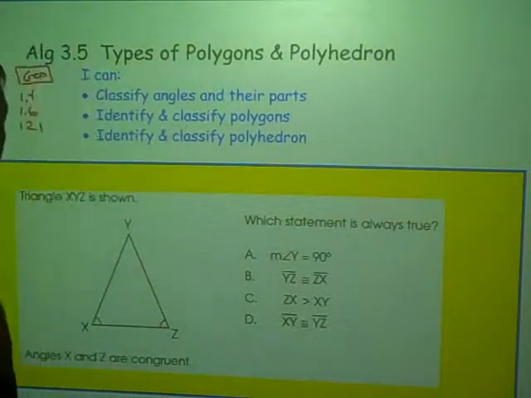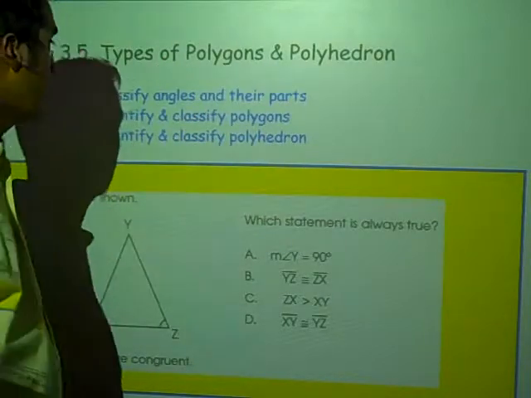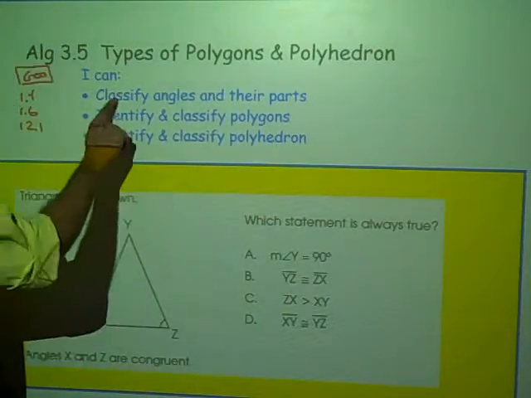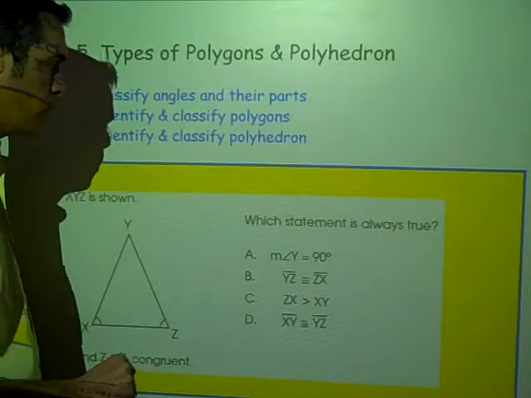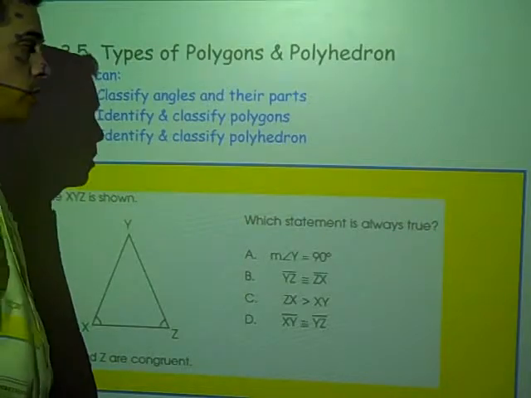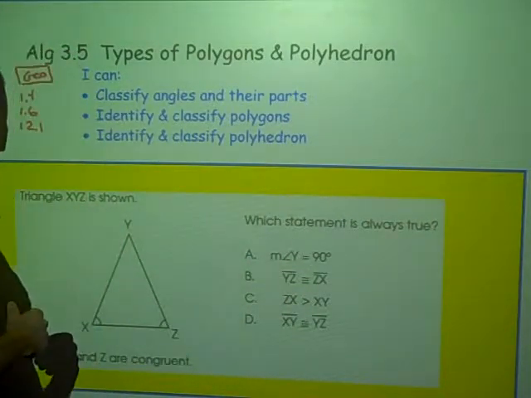Okay, we're going to look at 3.5, types of polygons and polyhedra today. And our I can statements are: I can classify angles and their parts. There's a couple of other I can statements, but we'll do them when Mr. Dennis and I return. You'll also notice that we have a warm-up, but again, that'll happen when we get back.